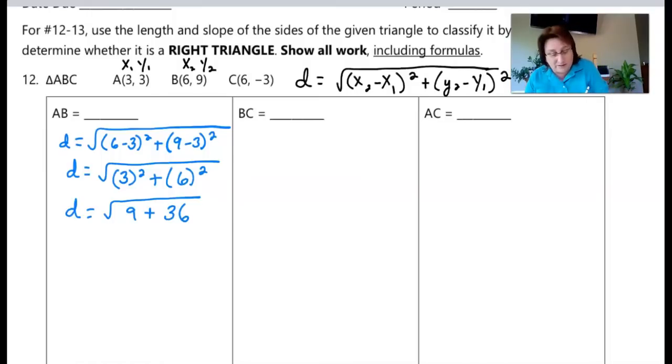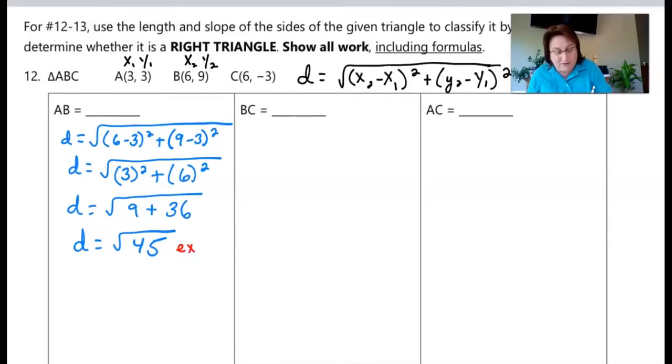All right, so 9 plus 36 equals 45. So the square root of 45, ladies and gentlemen, is our exact answer. Right here, this is the exact answer. I'm going to compare the lengths of the sides using the exact answer.